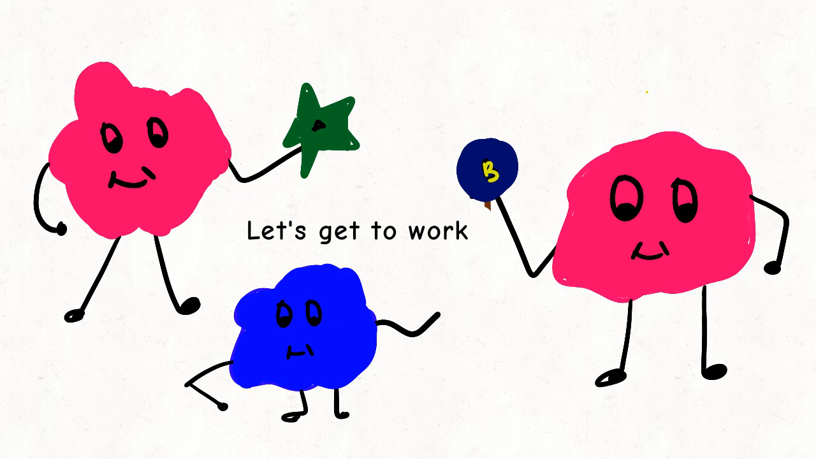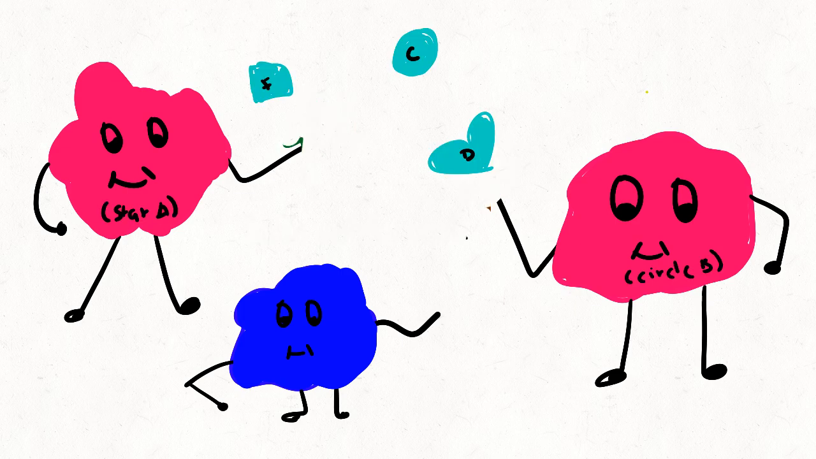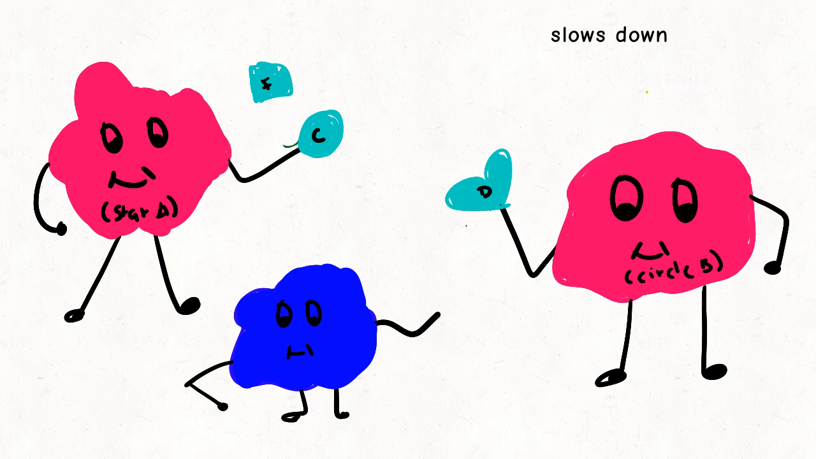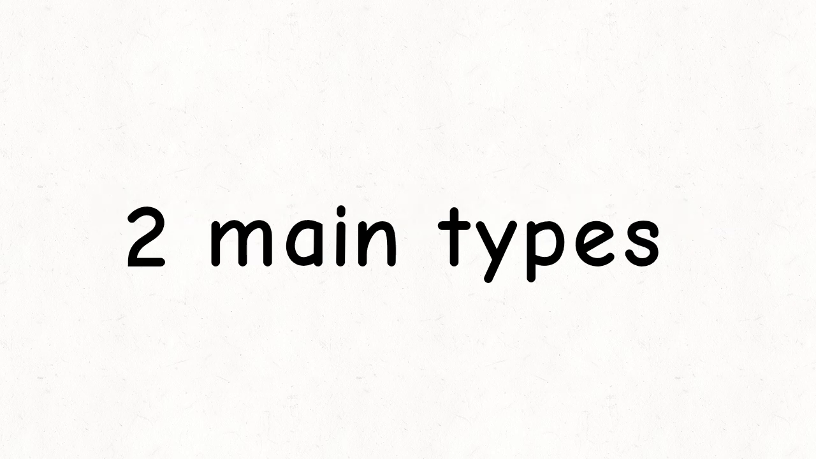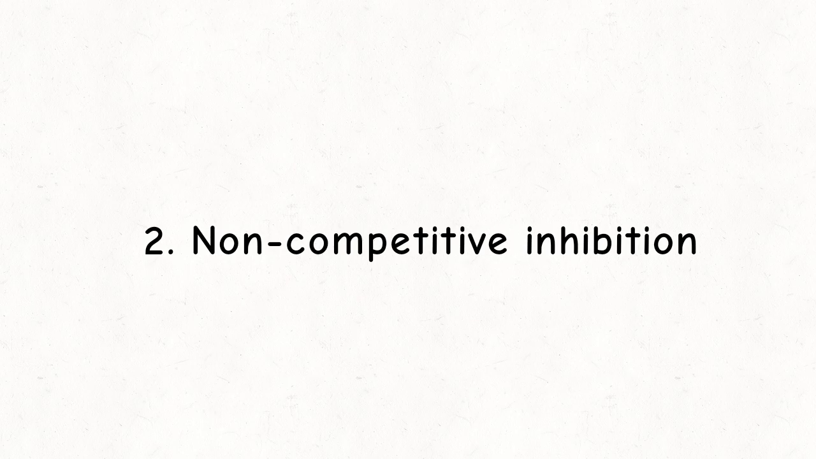Inside every living cell, we have enzymes that act like workers, speeding up chemical reactions and keeping everything running smoothly. But sometimes, other molecules can interrupt this process and slow it down, even stop it from working altogether. This process is called enzyme inhibition. In this video, we'll explore the two main types of inhibition, competitive and non-competitive inhibition.